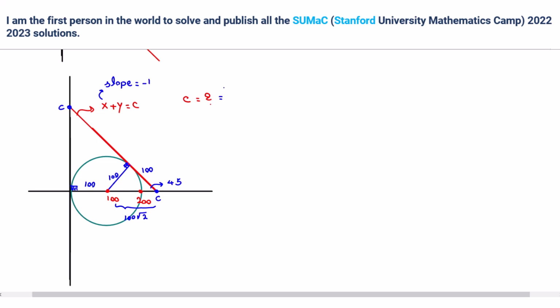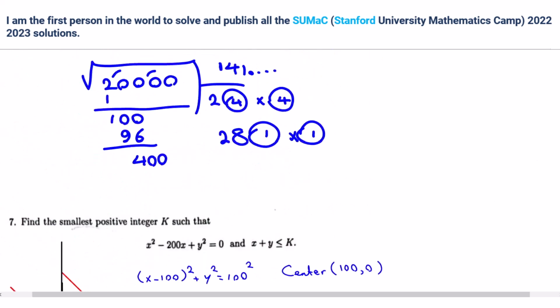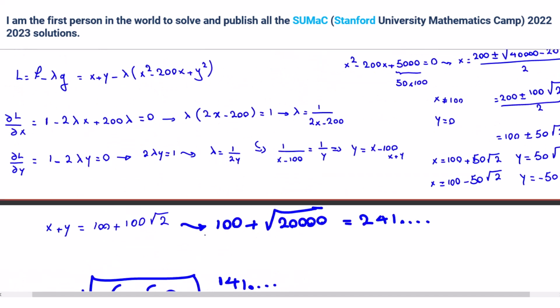Pay attention. Yeah, 100 plus 100 root 2. Yes, it is exactly the thing that we found with Lagrange multiplier, right? Yeah. We reached 100 plus 100 root 2. And the rest is same, right?